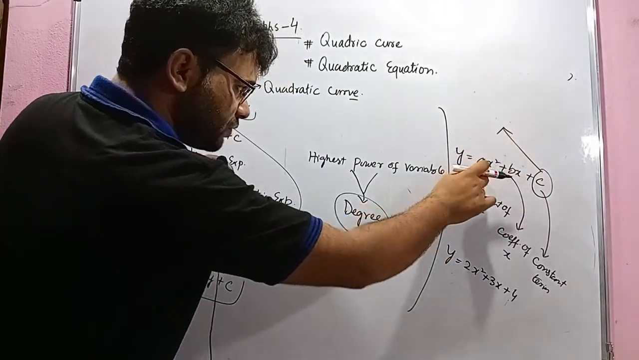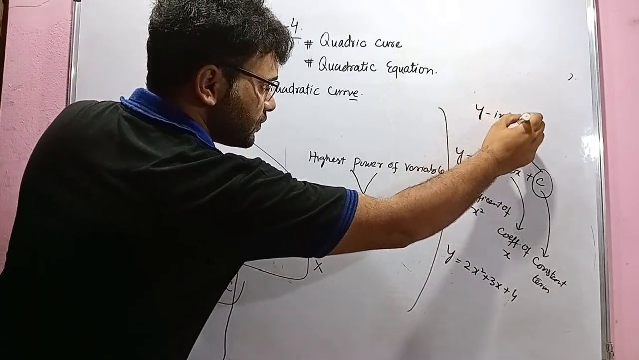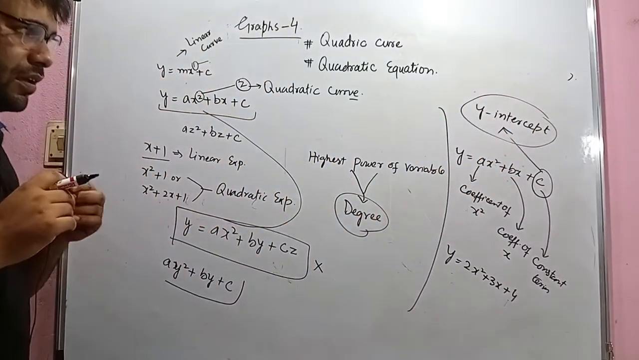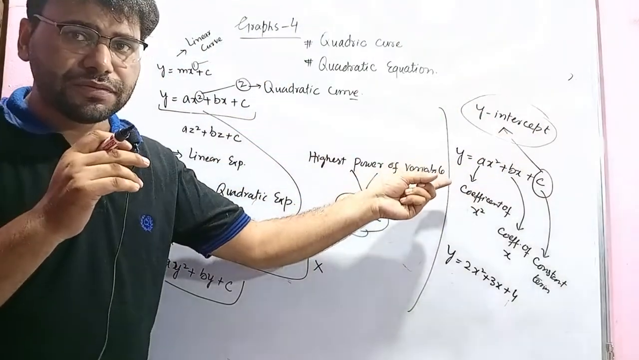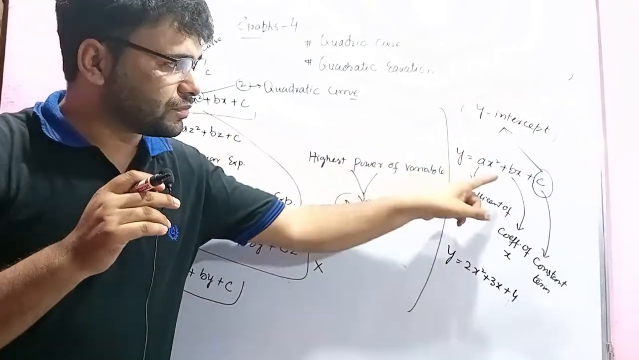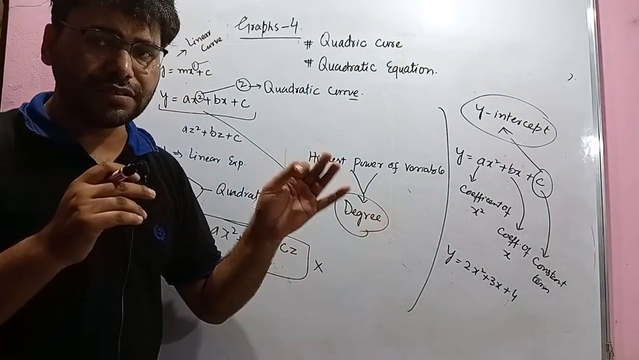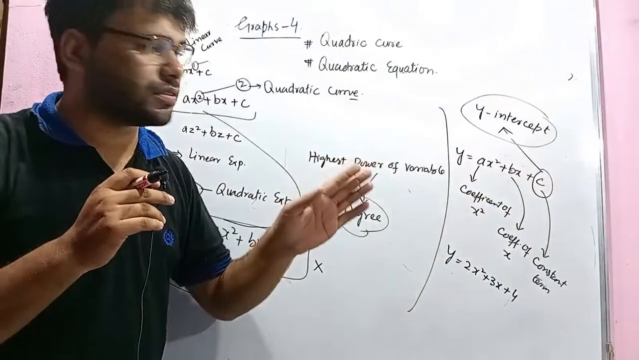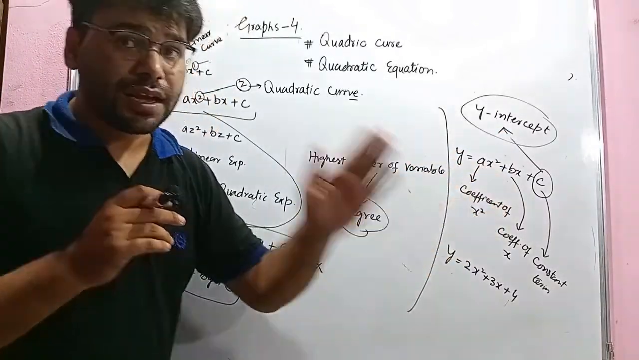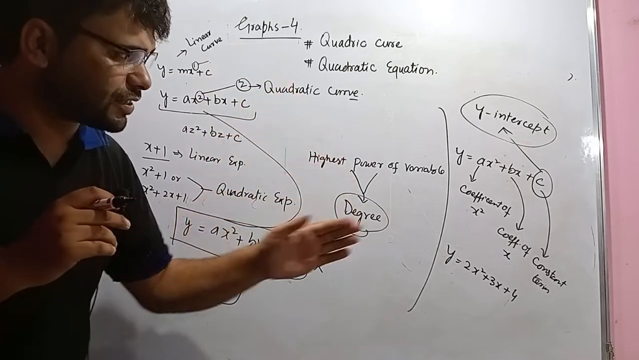And one more point, once we are plotting the graph of this curve, this c is always the y-intercept. That means c is that point which cuts the graph at the y-axis, the point on the y-axis through which the graph is passing. That's why it's called the y-intercept. So this is about the quadratic curve, y is equal to ax square plus bx plus c.